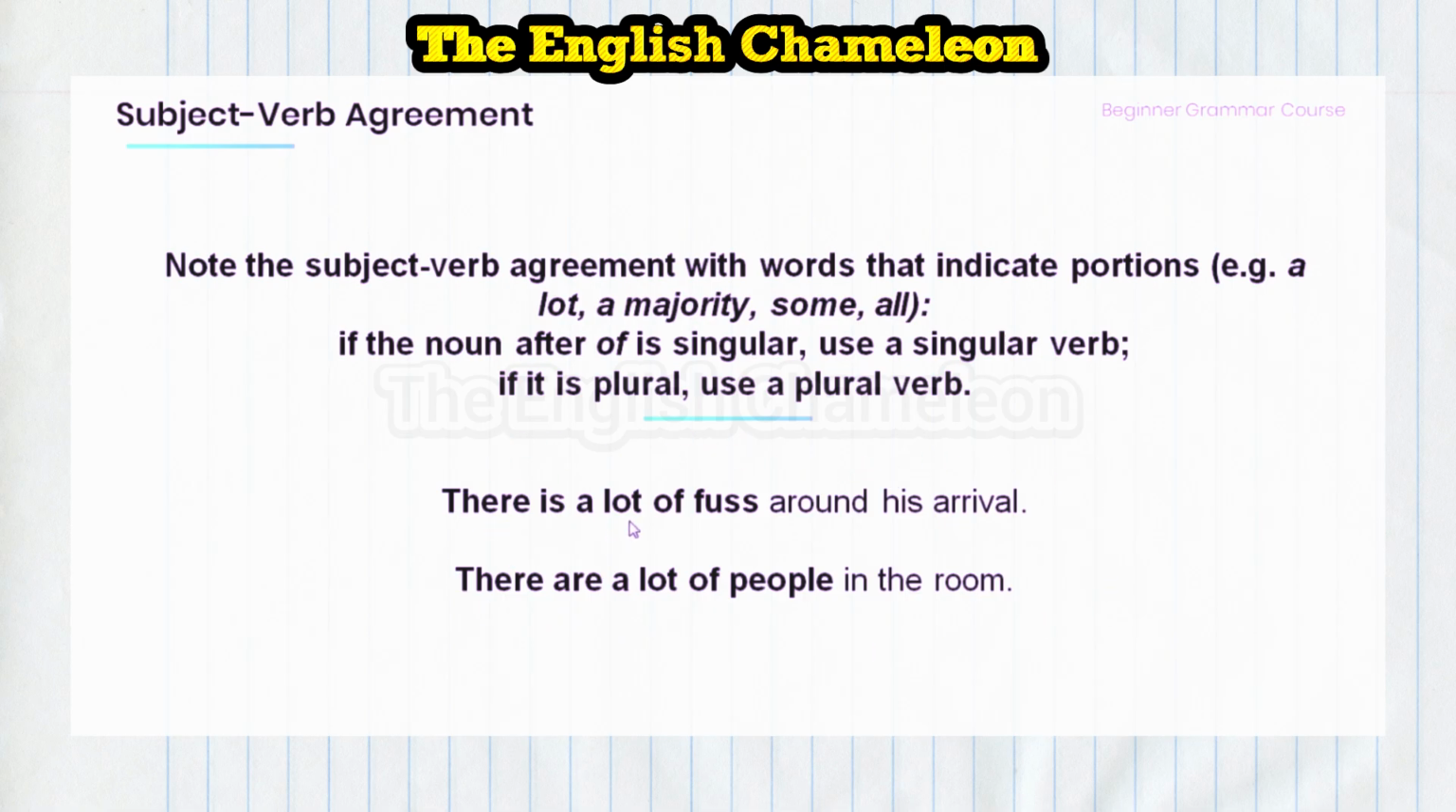There is a lot of fuss around his arrival. The verb is must agree with the subject fuss, which is in its singular form. And in the sentence, there are a lot of people in the room. The subject people is in its plural form. And so the verb needs to be in its plural form as well.